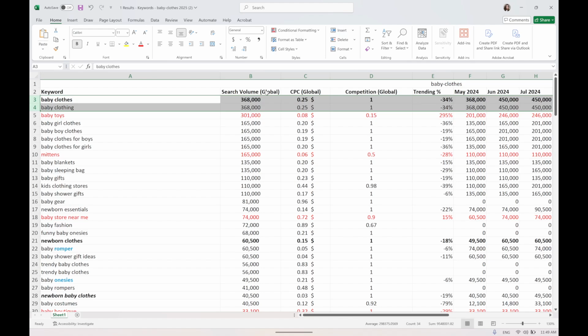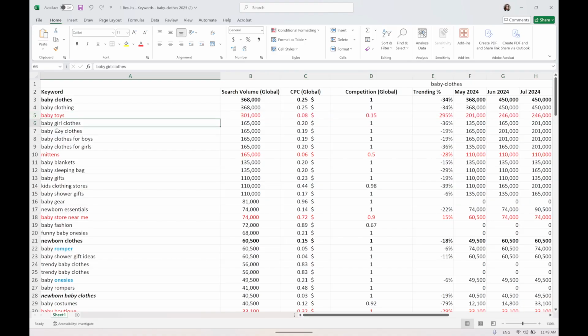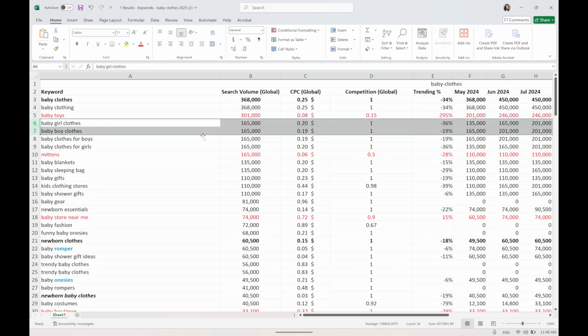This is one of the things that I altered a little bit in the project. Initially, I said the project is in the United States only, but then I made it global, because technically we are selling in all English-speaking countries. Now, baby toys is in red because unfortunately we are not selling baby toys, so this will be added as part of the negative keywords. So baby toys will be minus baby toys.